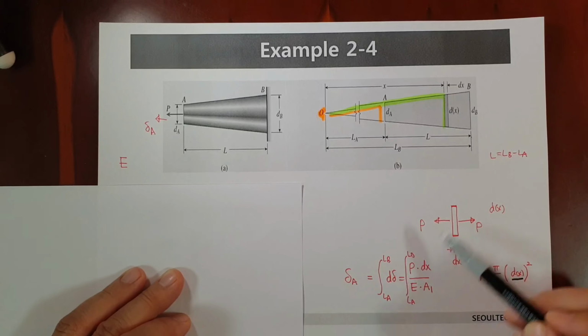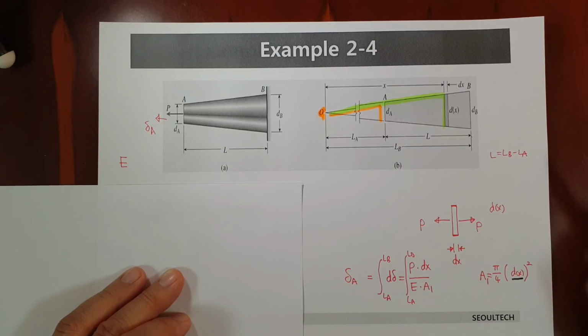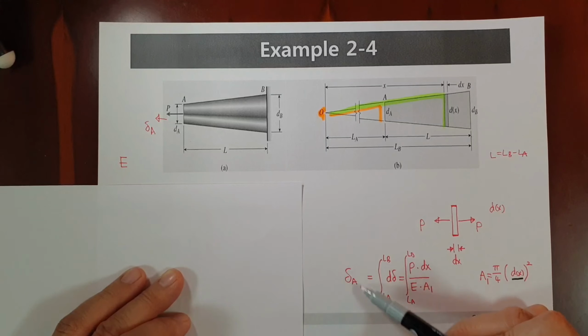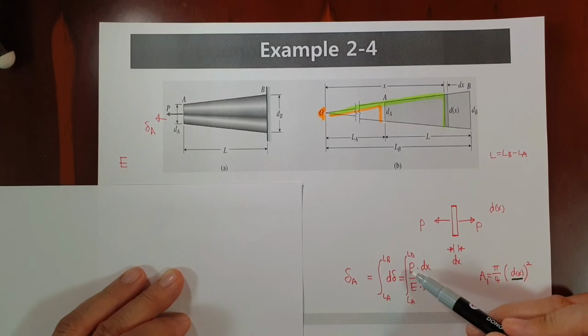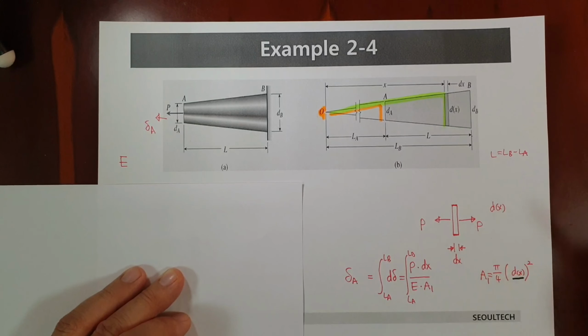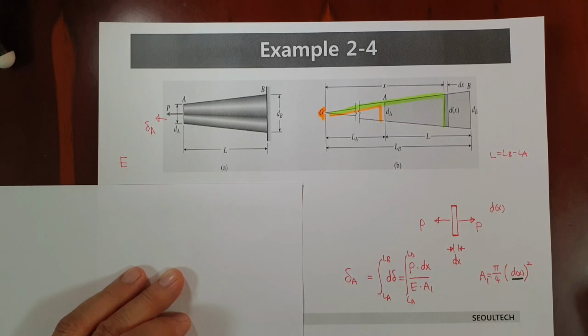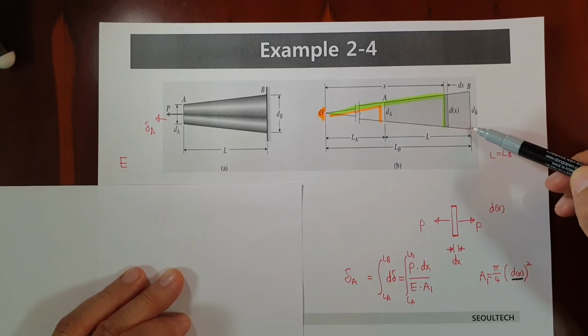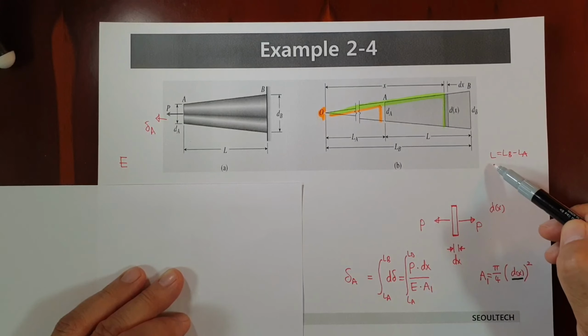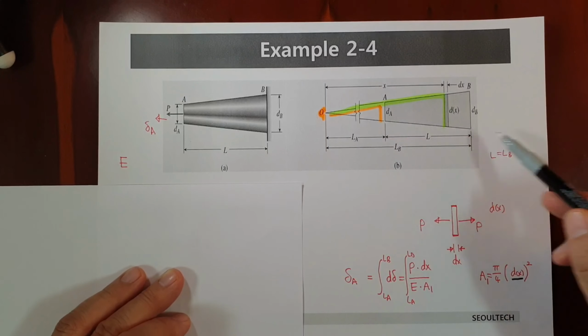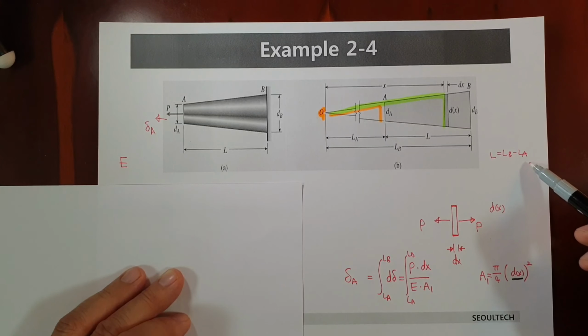When you sum all the small infinitesimal ones, then finally you can get delta A. d delta equals P dx over EA1. P dx over EA1 is available. Then we can take the integral from this point to that point, LA to LB. Of course, there is a relationship: this distance L equals LB minus LA. Okay.